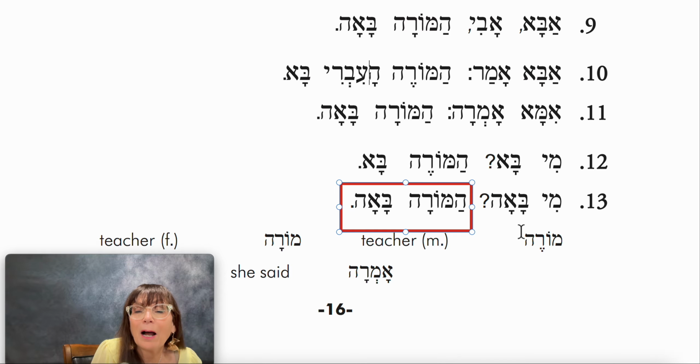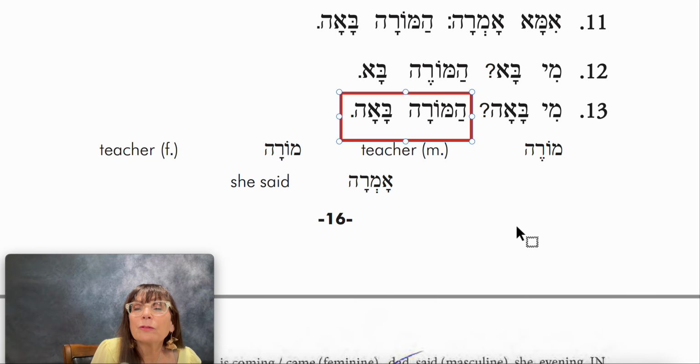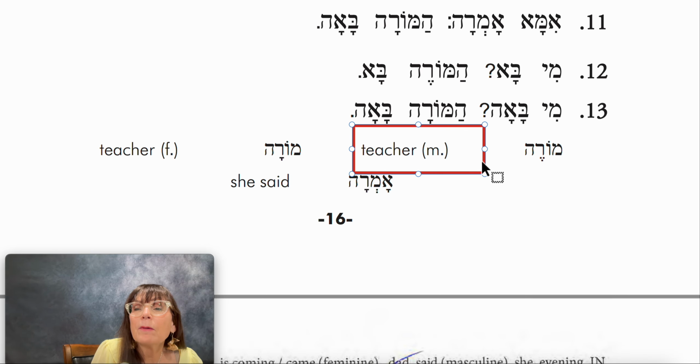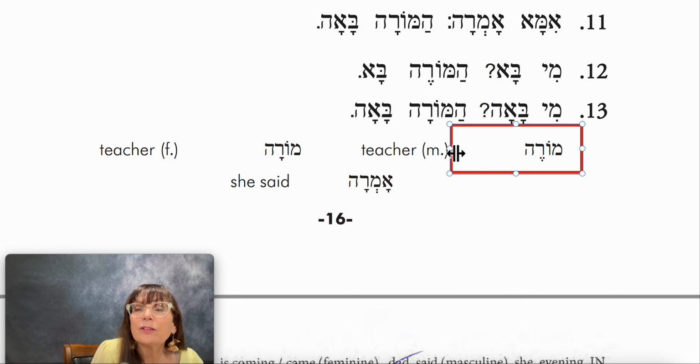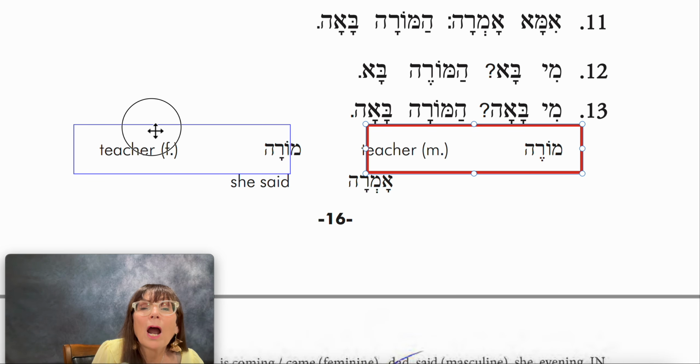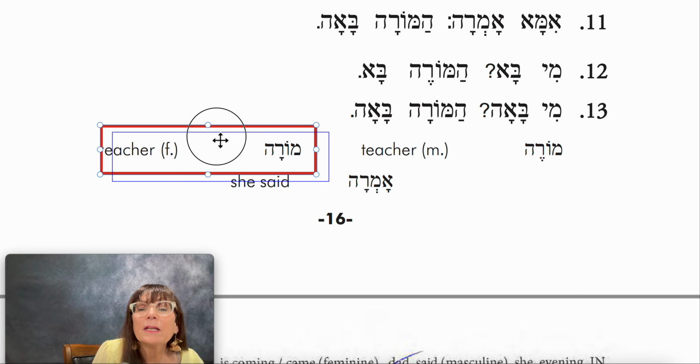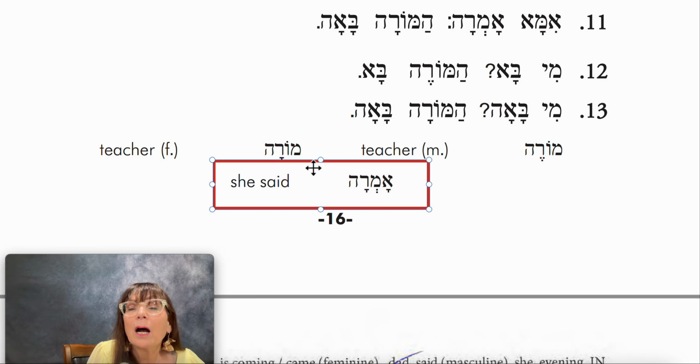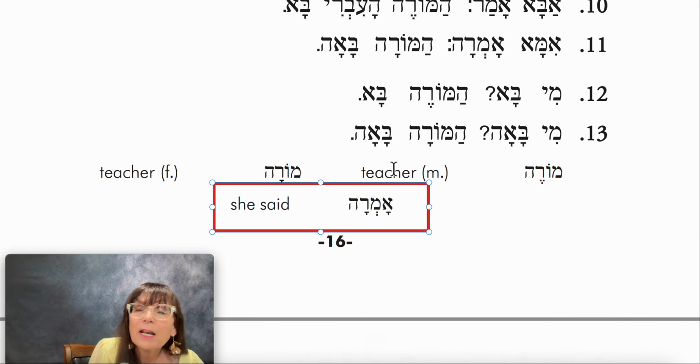Hamore ba'a. Okay, so let's just review this vocabulary real fast at the bottom. We have more, it says teacher, and it says masculine. And then we have mora, which is teacher feminine. And then we have amra, which is the feminine version of she said. So that's it for lesson 10, and I look forward to seeing you in the next class.